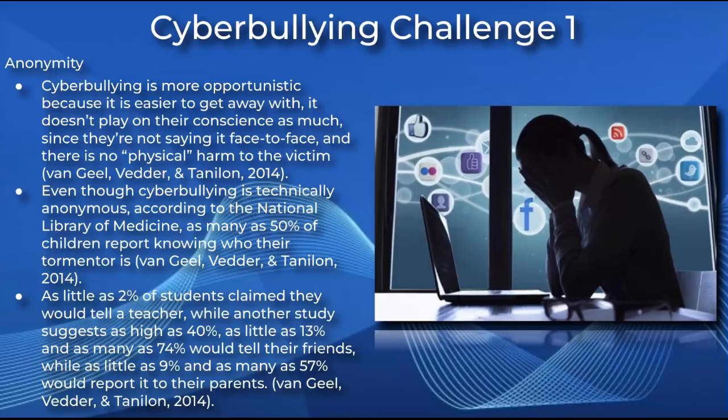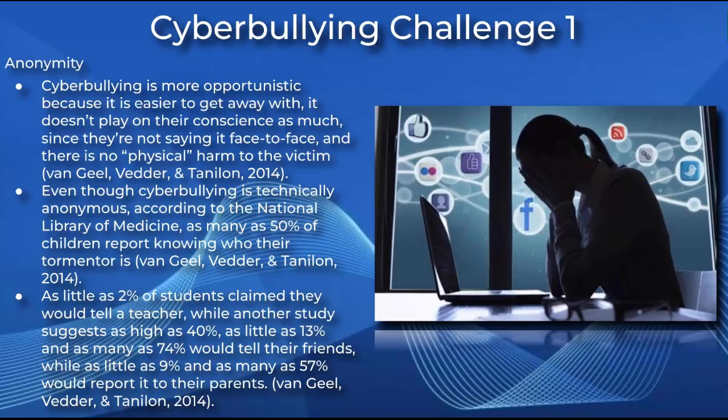According to the National Library of Medicine and their article of a Canadian study on cyberbullying done in 2010, as many as 50% of children report knowing who their tormentor is, even though cyberbullying is considered anonymous. But the percentage of children that claimed they would report it to a teacher or their parents was relatively low in comparison to the percentage that would tell their friends about it.